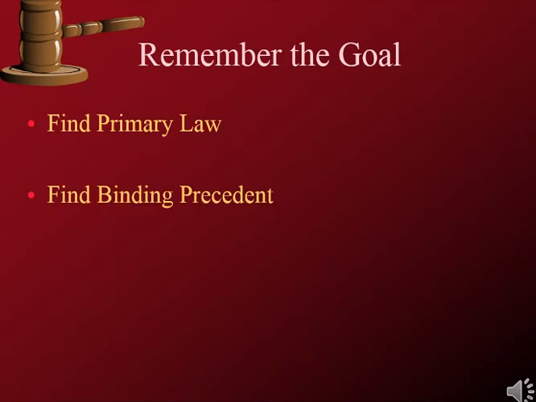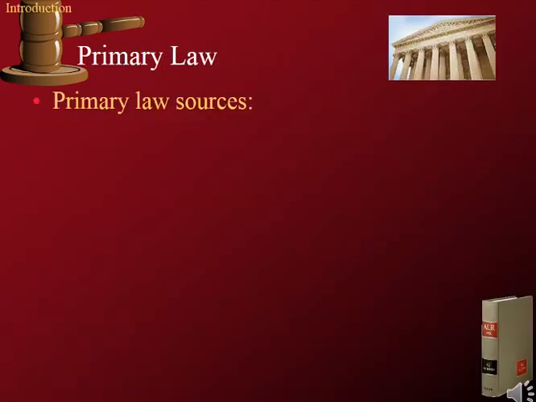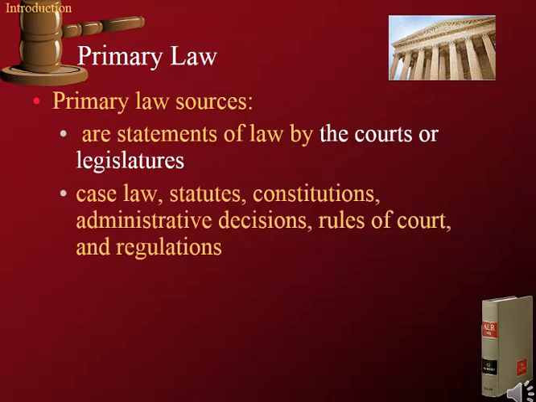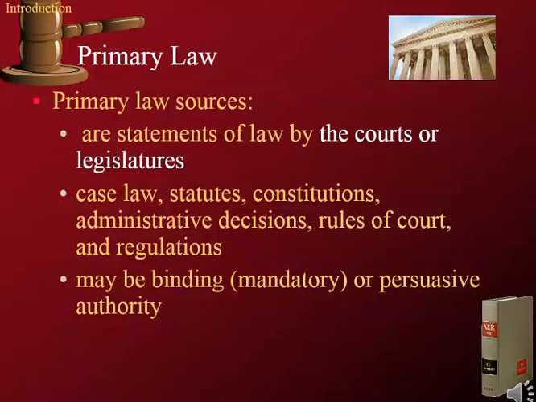So we're going to close now, but keep in mind the goal of legal research: finding primary law and finding binding precedent. Primary law, again, consists of statements of law by the courts or legislatures. That could include case law, statutes, constitutions, administrative decisions, rules of court, and regulations. It may be binding, which is mandatory, or persuasive authority. I look forward to doing some actual exercises with you in class.